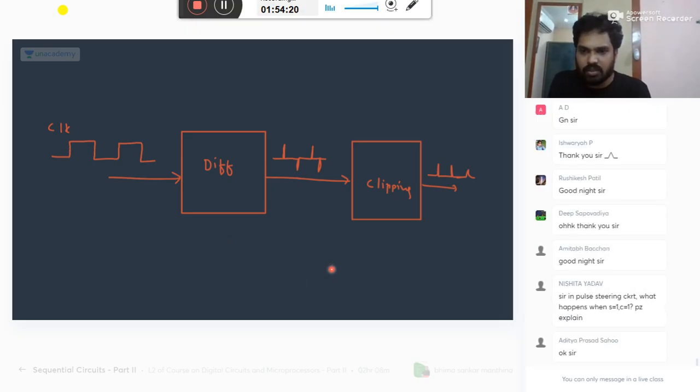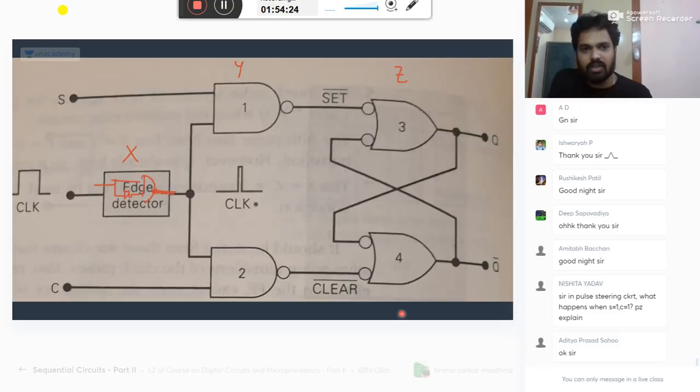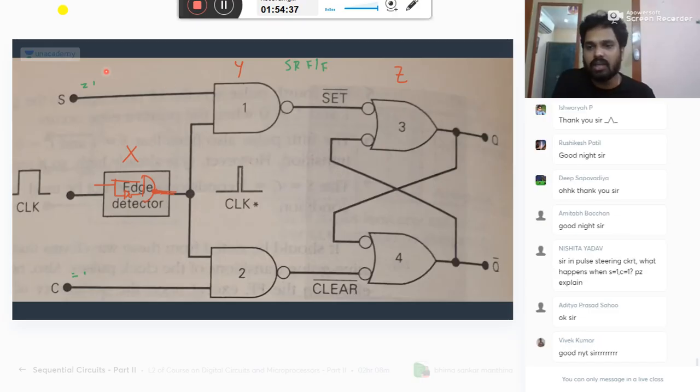Sir, in the pulse steering circuit, what happens? If it is 1, 1, it is an invalid case. Why are you worrying about the invalid case? It is an SR flip-flop. Right? 1, 1 is invalid. You need not worry about it.